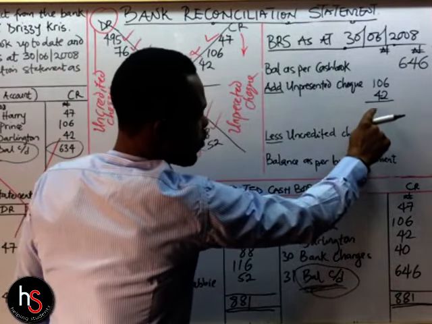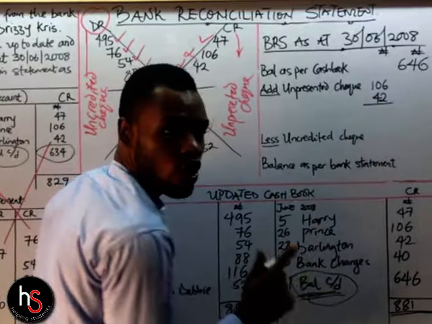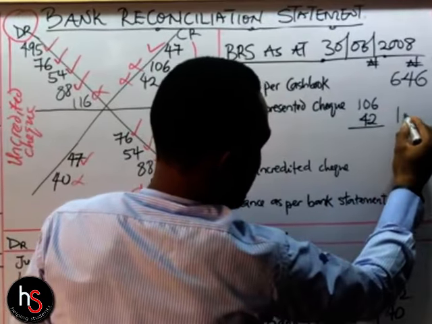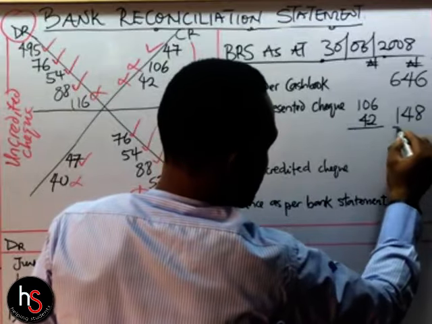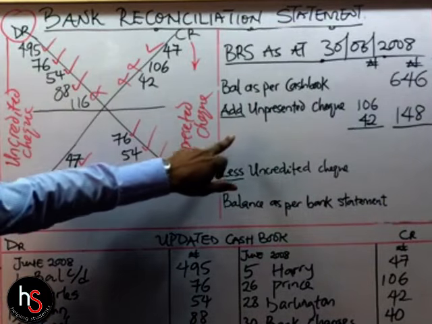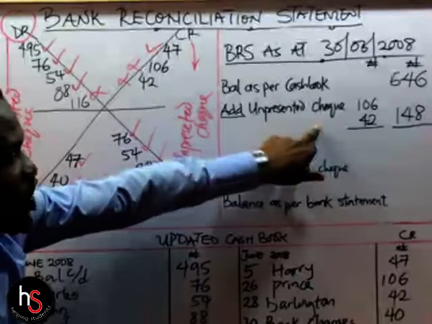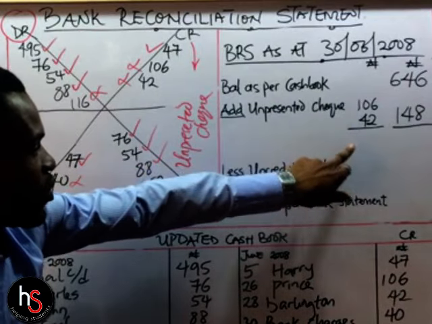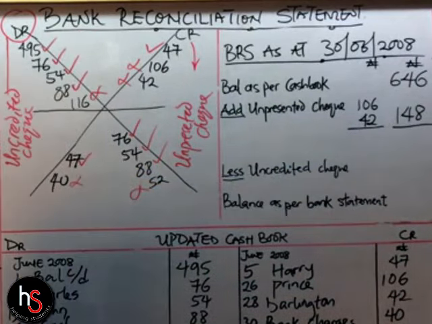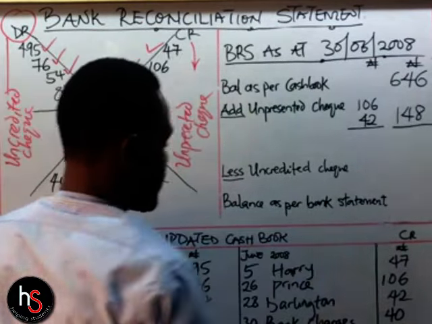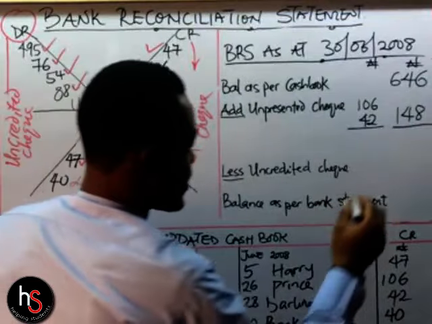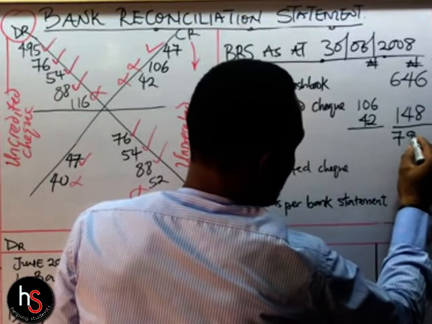Now when we sum these two values, it gives us what? 148. Now remember, the rule says add unpresented check. So we added these two values and it gave us 148. So 148 plus this gives us what? 794. So we have 794.